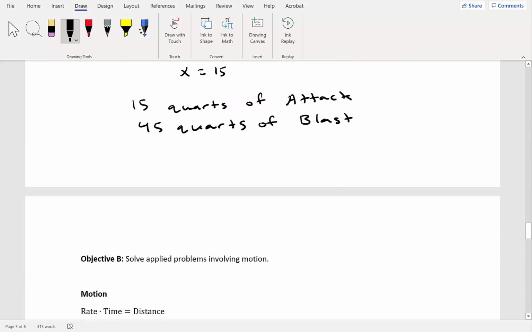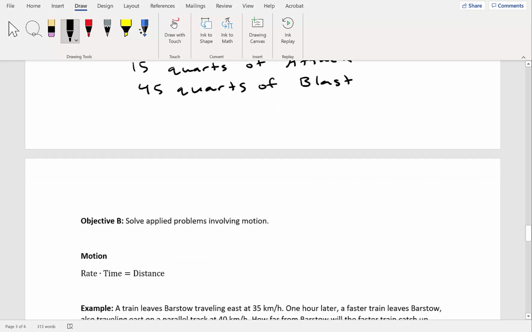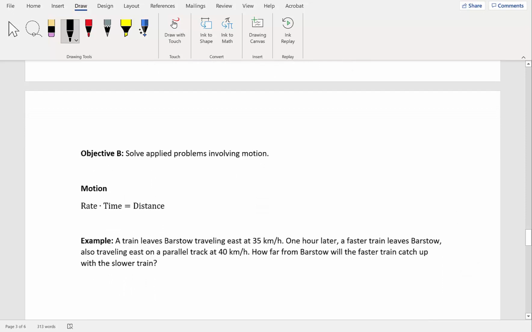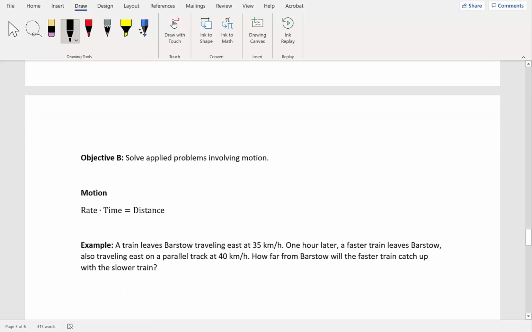Now let's take a look at our next objective. This is going to be solving applied problems involving motion. So our motion formula, we have rate times time is equal to distance. Now our first example, this is the classic when two trains leave. So we're given a train leaves Barstow traveling east at 35 kilometers per hour. Then we're given 1 hour later, a faster train leaves Barstow, also traveling east on a parallel track at 40 kilometers per hour. How far from Barstow will the faster train catch up to the slower train?